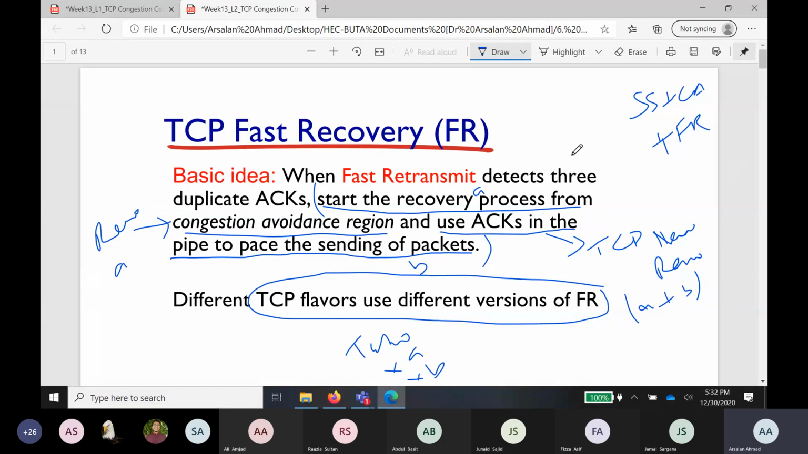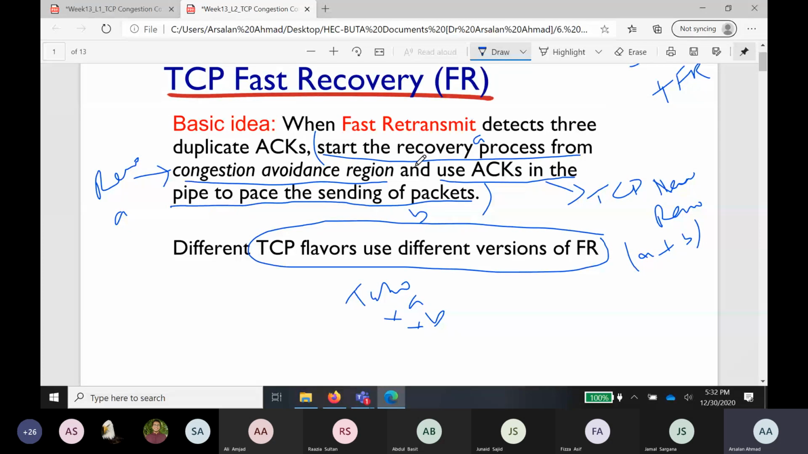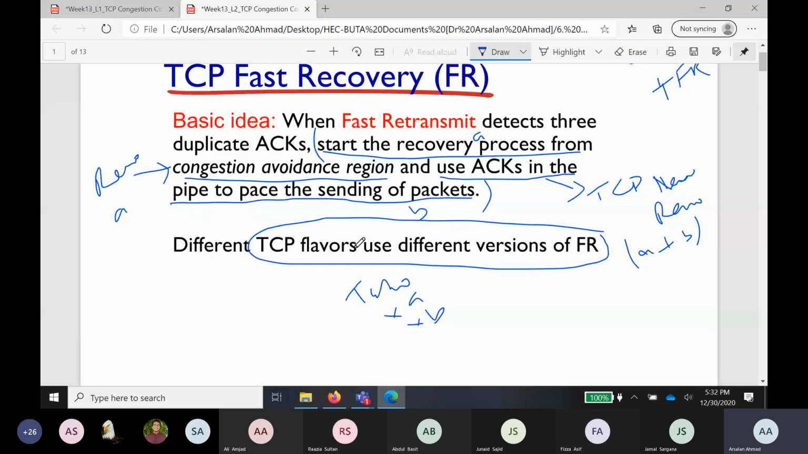Let's study and then things will be clear, so don't worry about this. Fast recovery will happen when fast retransmit happens, but how? We'll study that in these 3 different algorithms.